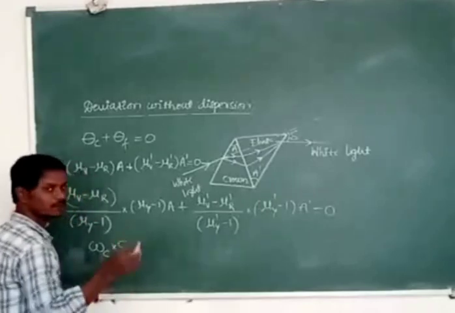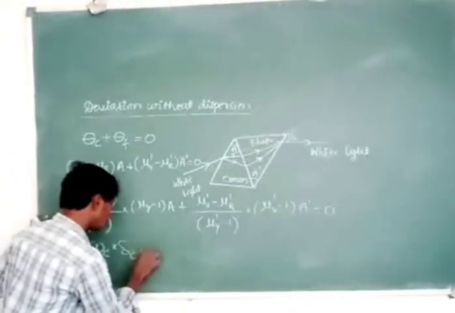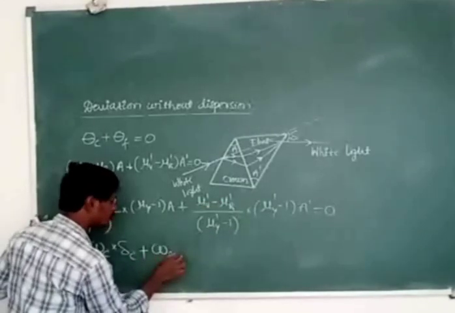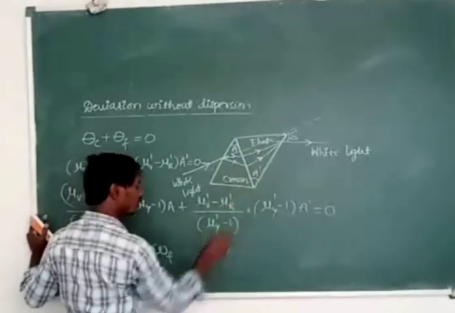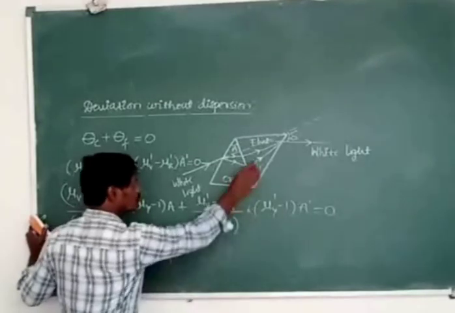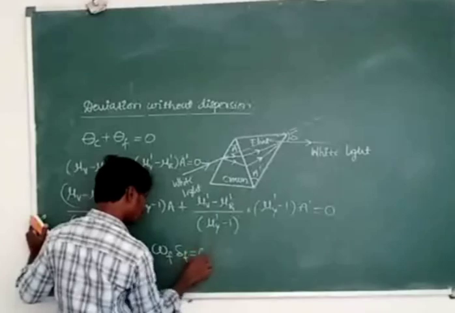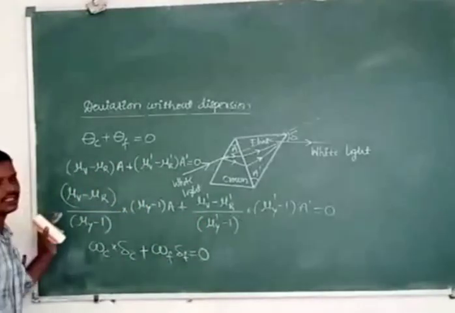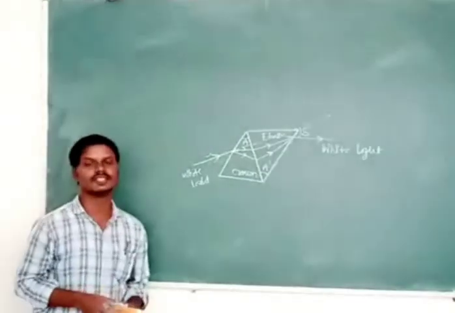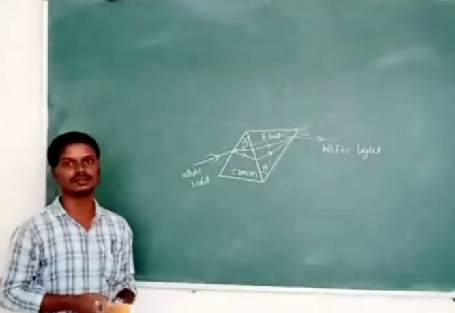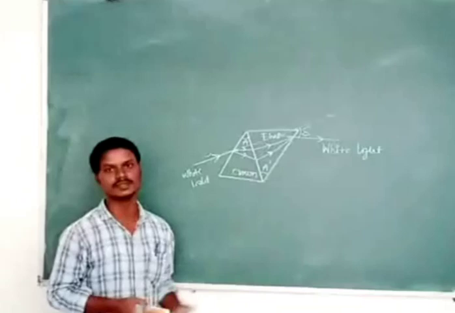Then it is a deviation produced by the prism of crown glass, plus, then what about this one? It is the dispersive power of flint glass, into the deviation produced by flint glass, that is delta_M, that is equal to 0. So the net dispersion due to the combination of these two prisms is 0. That is why it is called an achromatic combination.